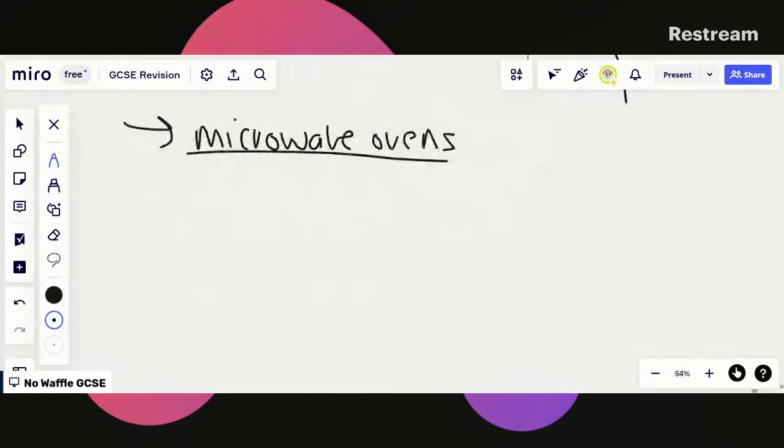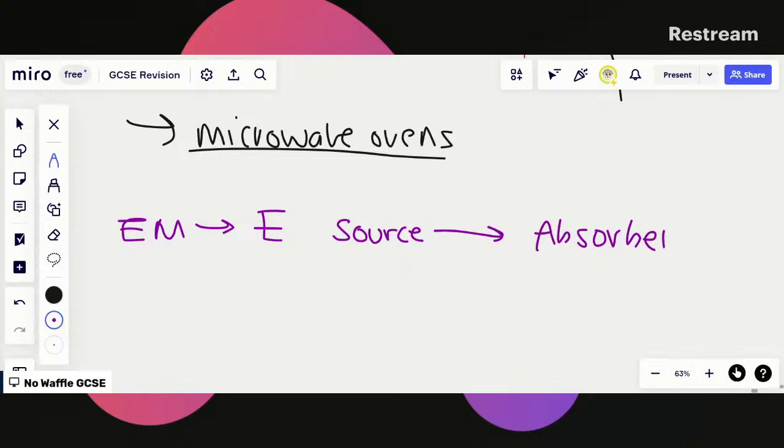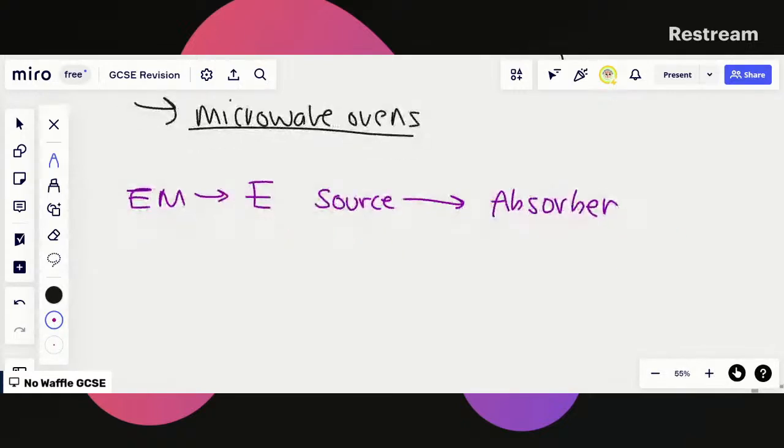So, a key fact that you need to know about electromagnetic waves is that electromagnetic waves always transfer energy from the source to the absorber. And this is exactly what goes on when we're talking about microwave ovens. So it's going from the source, which is normally the heating element, which emits these microwaves, to the food. So the heat element to the food.